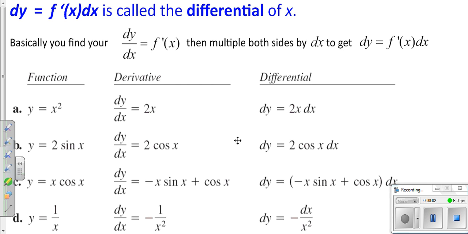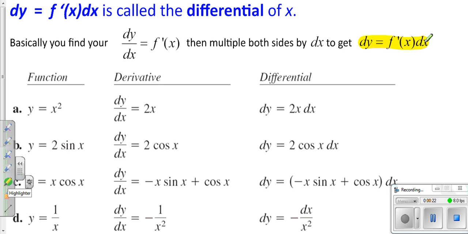Cool. Now we get to look at differentials. We've been used to finding derivatives, which is dy over dx, and that's equal to our derivative. Now, our differential is basically getting dy by itself. So to get dy by itself, we've got to multiply both sides by dx. So we take that over there, and we get our differential.